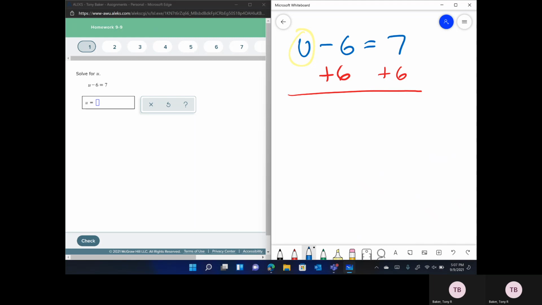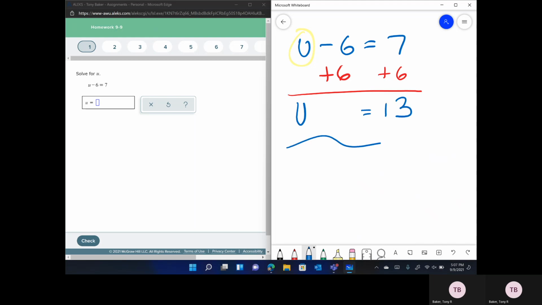Now, this is a step that most people do not do. However, you will catch a lot of your mistakes by doing this. Actually add down. So u comes down. What's negative 6 plus 6? That's 0. And then 7 plus 6 is 13.